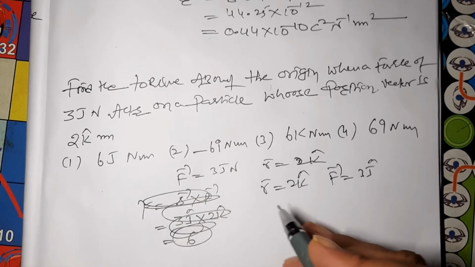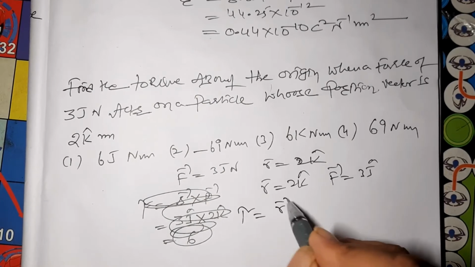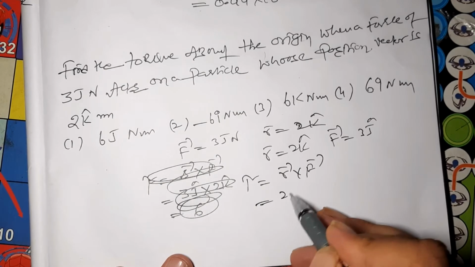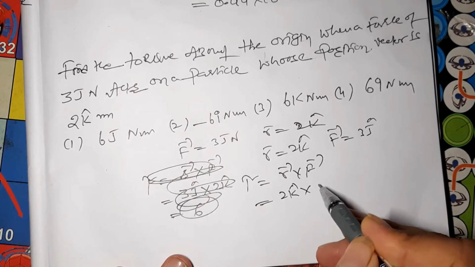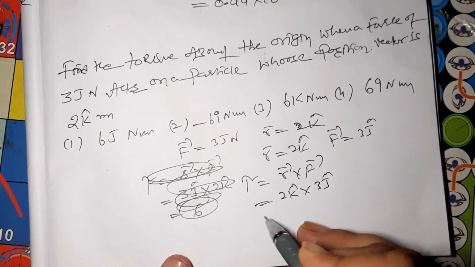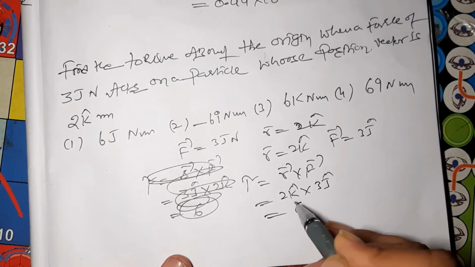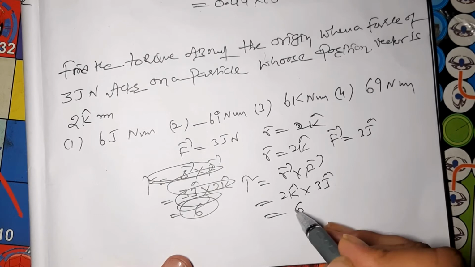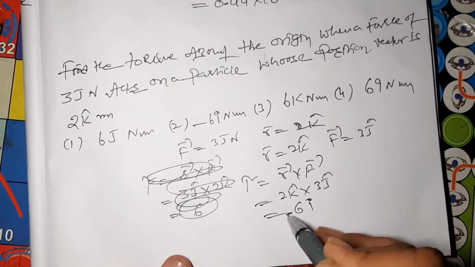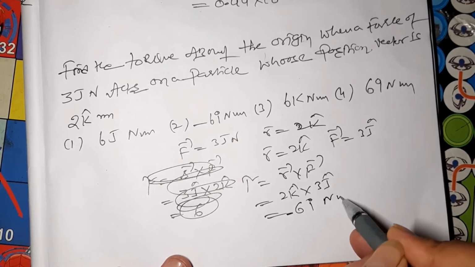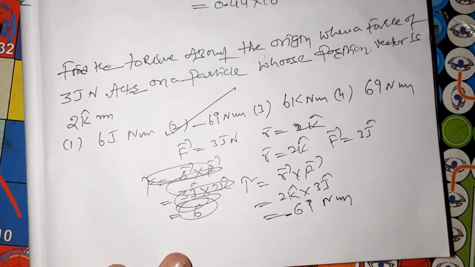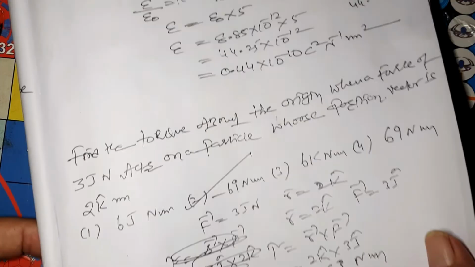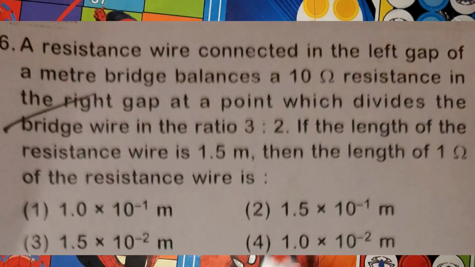So what is torque here? Torque is equal to r bar cross F bar. So 2k cap cross 3j cap. 2 into 3 is 6, k cross j. K cross j is equal to minus i. Minus 6i Newton meter. So our option is the second option. Minus 6i Newton meter. Right.